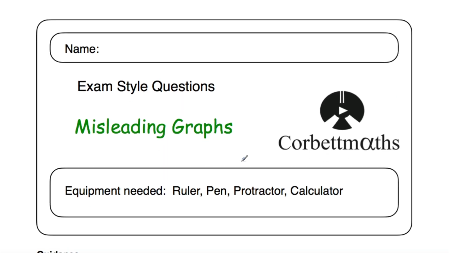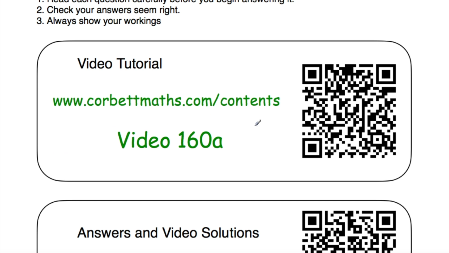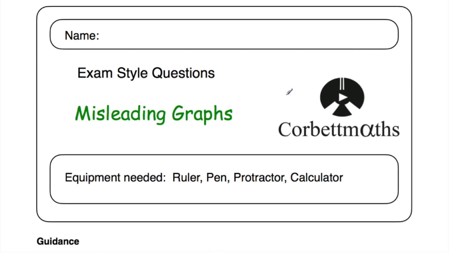So these have been the video solutions to the Corbettmaths Practice Questions on misleading graphs. If you need any extra help on misleading graphs, I've made a video tutorial on it. And to get to it, if you go to the Corbettmaths website and go to the videos and worksheet section and scroll down to video number 160A, there's a dedicated video tutorial there on misleading graphs. Alternatively, you could scan this QR code. But in this video, we focused on the video solutions to the practice questions.